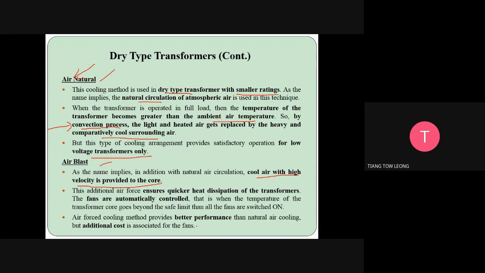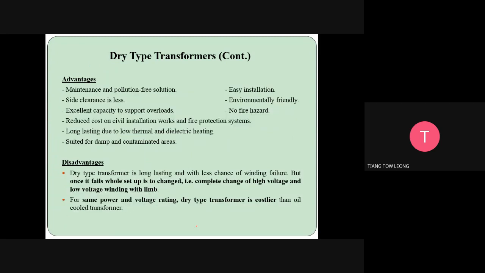So this is different. Air natural is nothing, just air. Air blast, we need to blast it. We need to make sure we have turned on the fan. So the advantages: maintenance and pollution-free solution, site clearance, excellent capacity to support overload, reduced cost, long-lasting, suits damp and contaminated areas, easy, environmentally friendly. So this is the dry type transformer.